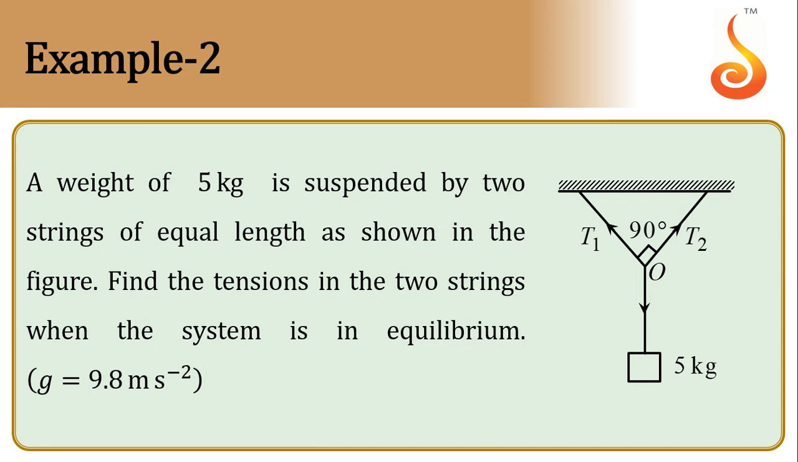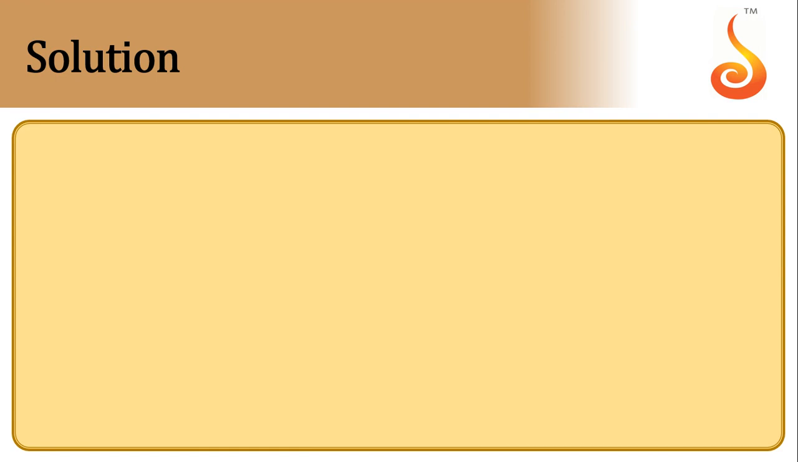Of equal length as shown. Find the tensions in the two strings when the system is in equilibrium. So look at the construction. The two strings have tensions T1 and T2, and the third string is attached to a block of mass 5 kg. The question is the tensions in the two strings when the system is in equilibrium.